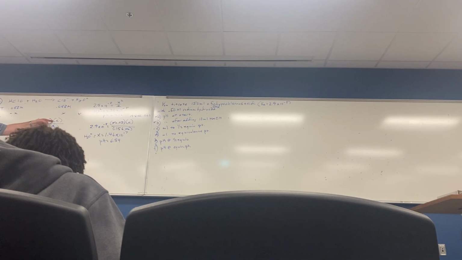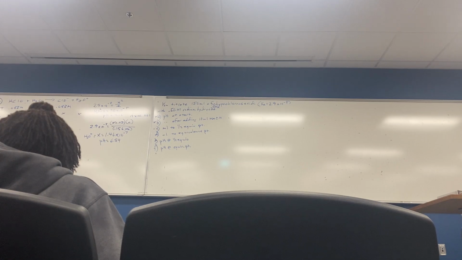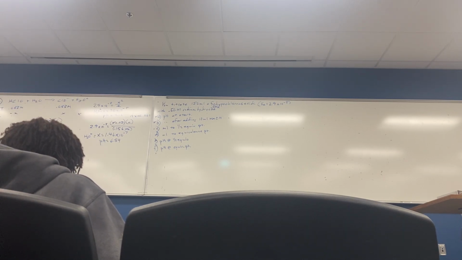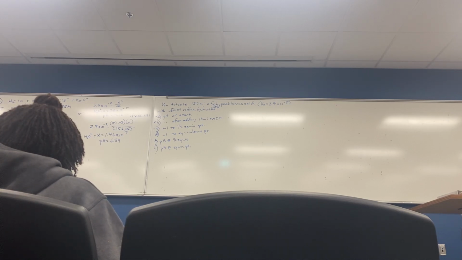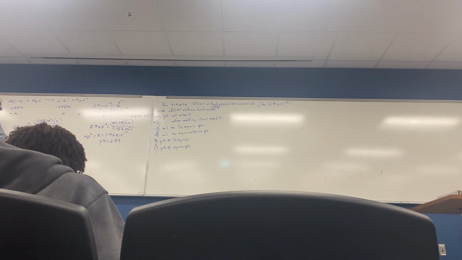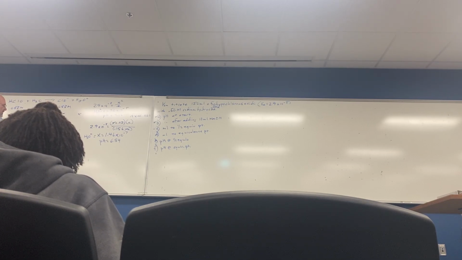So pH equals pKa, which is like 7.5 or something. Yeah, 7.54. Okay. So pH equals, well, it's not equal to x, but it's equal to 7.5. Negative log.